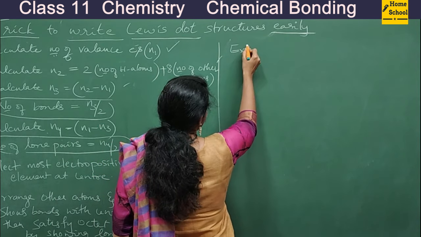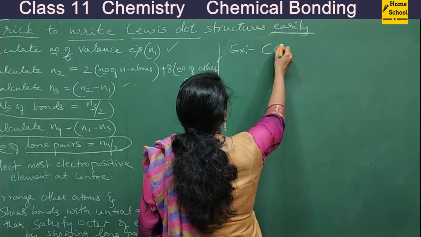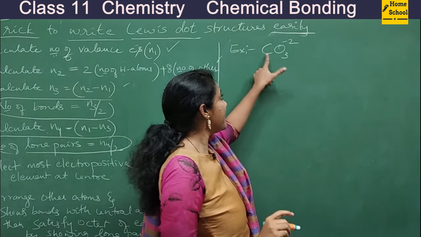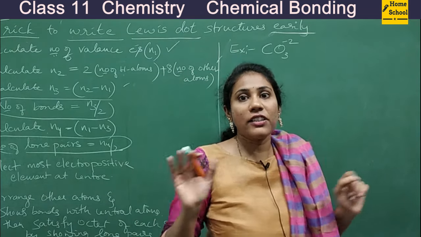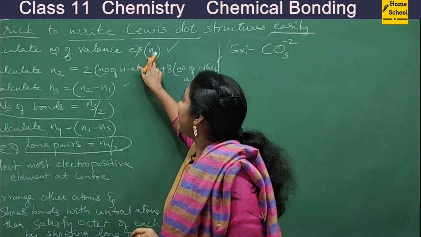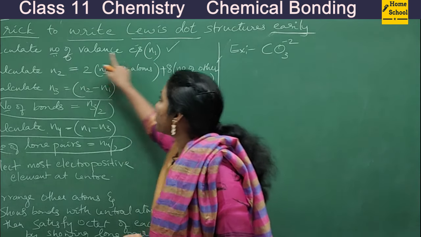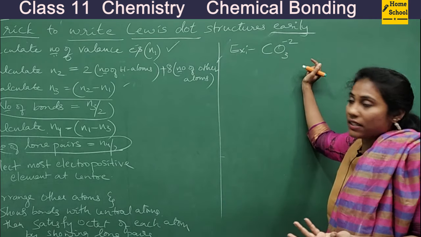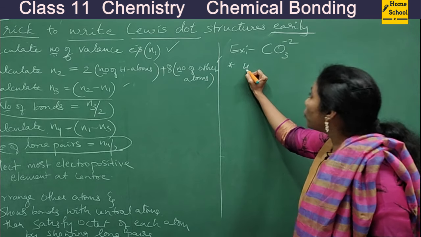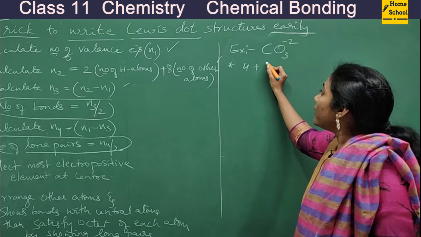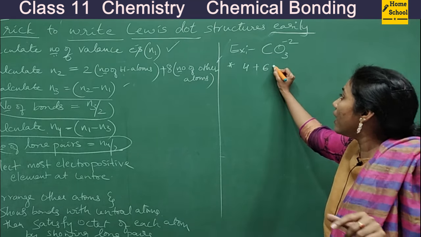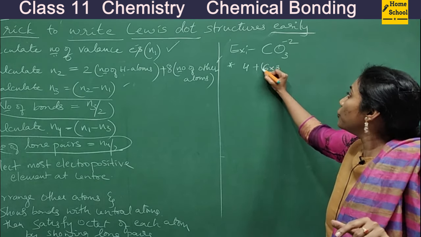See guys, second example I am taking is CO3 minus 2. Okay, so it is carbonate ion, right? CO3 minus 2's dot structure you have to write. Now let us see. What is our first step? Calculating N1. So how do you calculate N1? You just add all the valence electrons, right? So carbon has how many valence electrons? Step number 1. Carbon has 4 valence electrons. Oxygen has how many valence electrons? Oxygen belongs to 16th group. So 6 valence electrons into 3 you have to do, right?